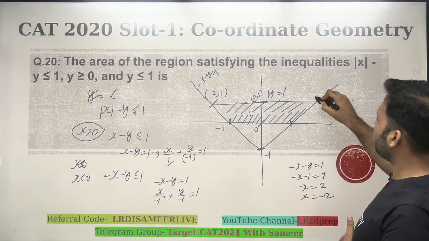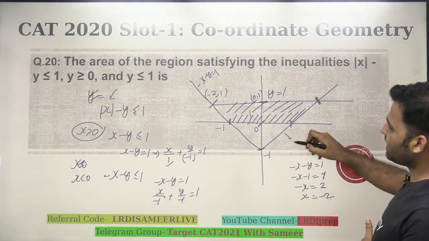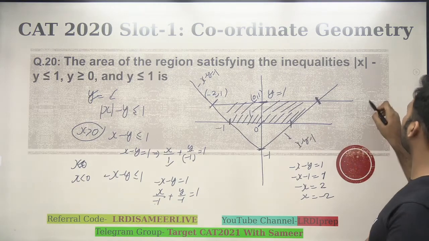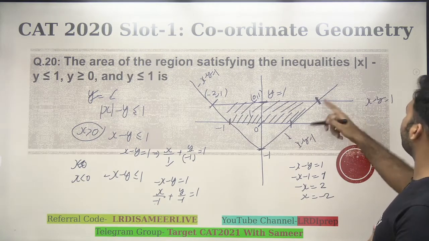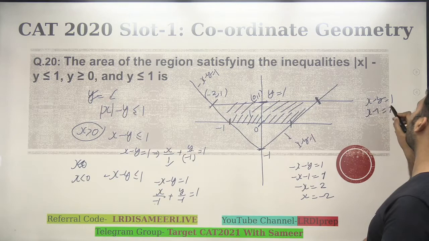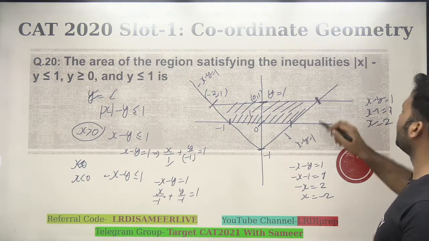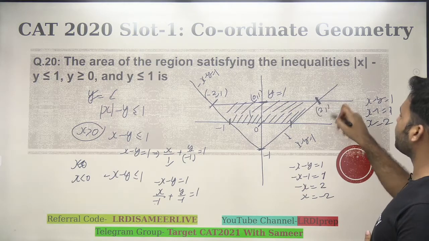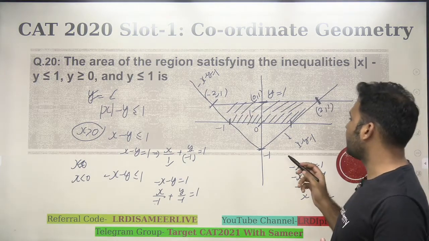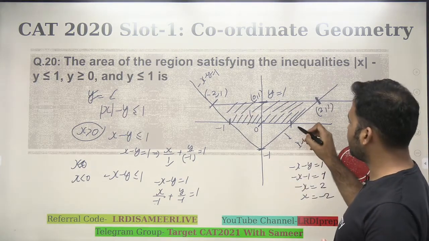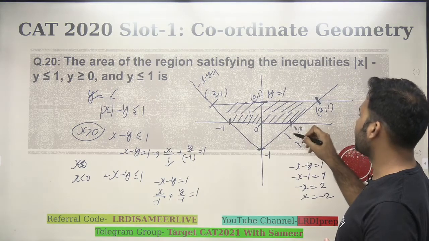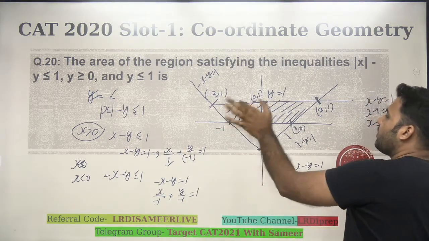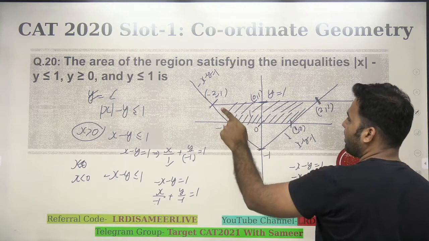find out this point of intersection, this line is x minus y equal to 1. If I put y as 1 here, I'll get the point of intersection as 2. This is x as 2 and y as 1. And this point we already know is x 1, y 0. Now the area of trapezium is what I'm supposed to find out.